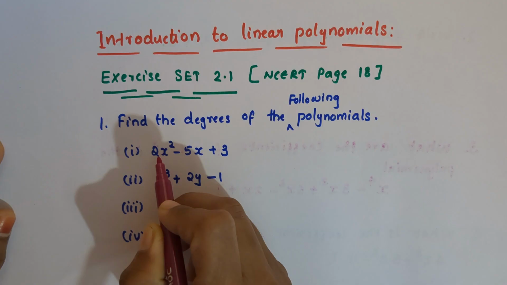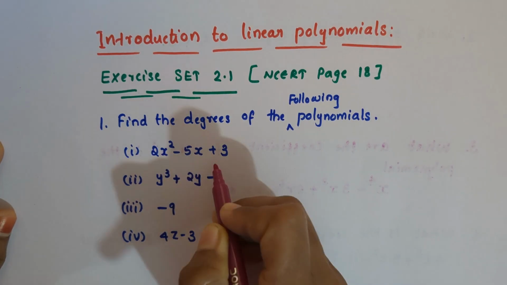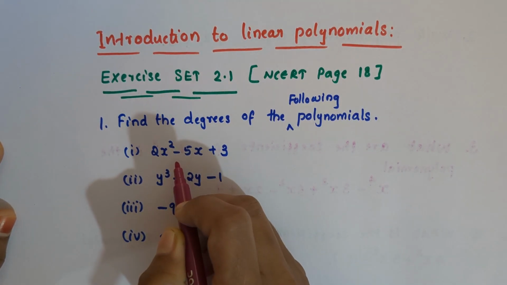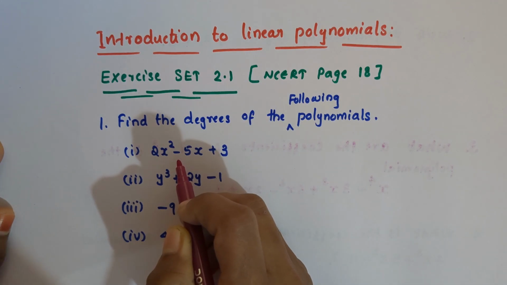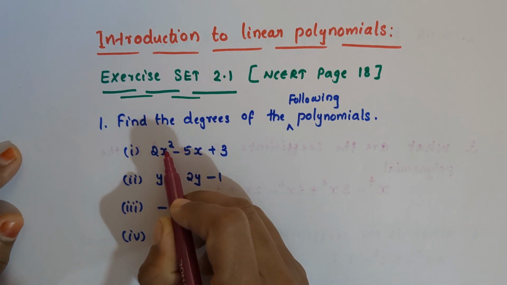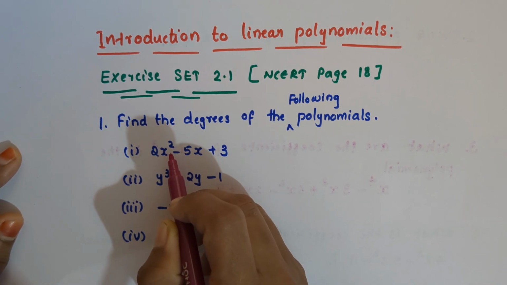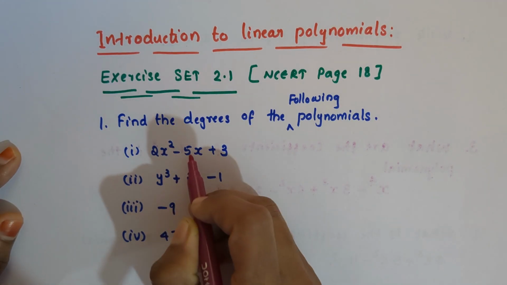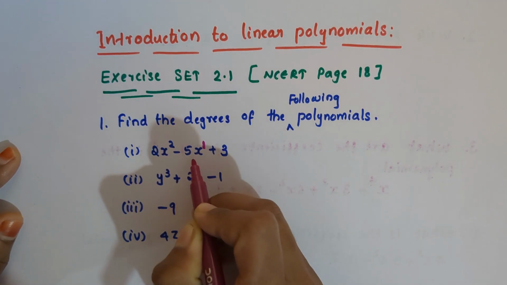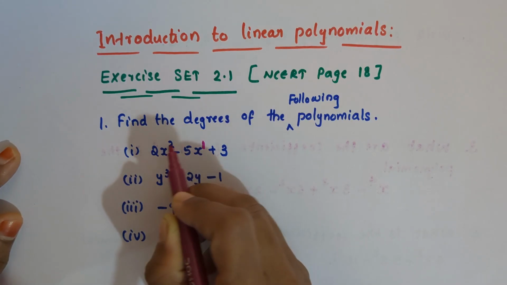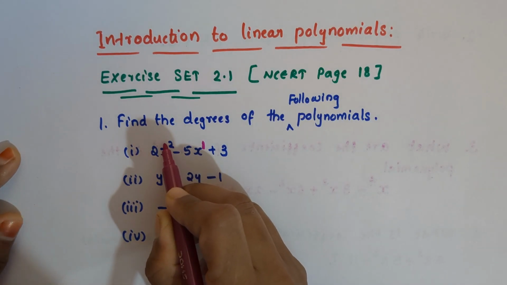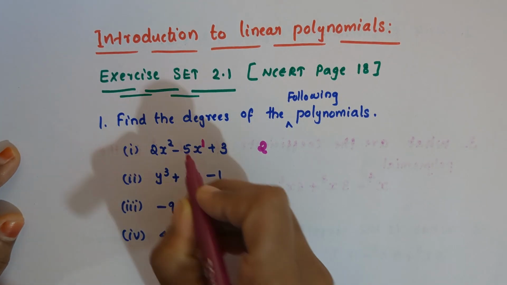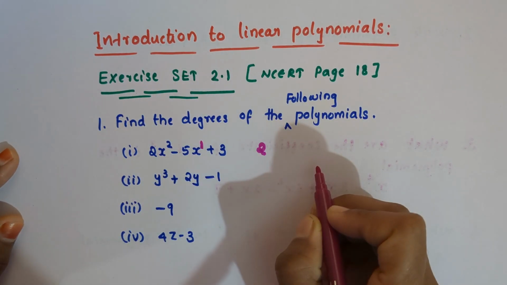The first one is 2x square minus 5x plus 3. So what is the degree of this polynomial? We have already discussed the degree of a polynomial in our theory class which is available in this channel. Here the variable is x. The power of x is 2. Here it is 5x, x means x raised to 1, so the power of x is 1. But the highest power of x is 2, so the degree is 2. So this polynomial is of degree 2.